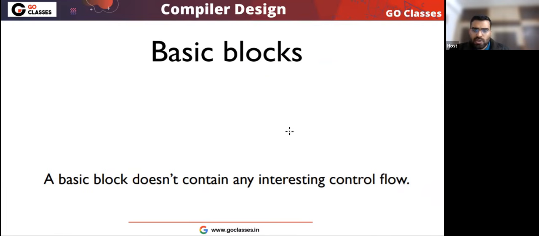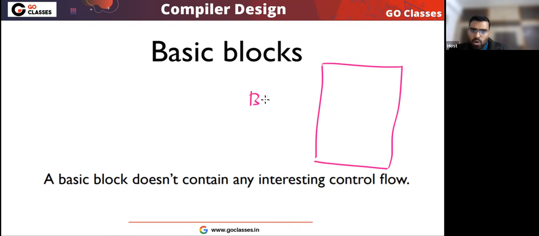So what is the control flow in the basic block? Inside a basic block, what is the flow? If this is your basic block B, then what is the flow? Can we have this type of flow? In this, the flow is only sequential. Yes or no? Linear. Inside a basic block, only this type of flow we have.